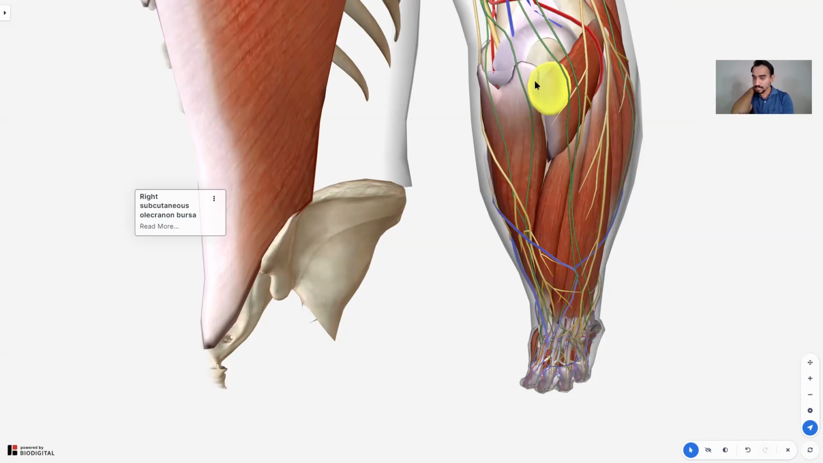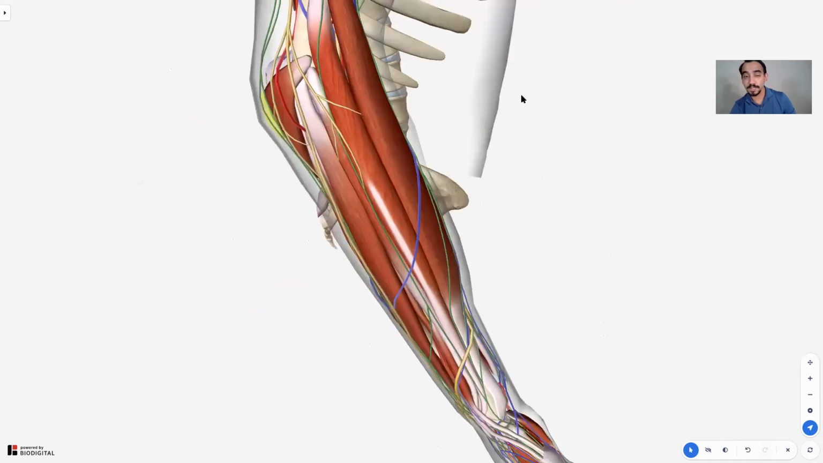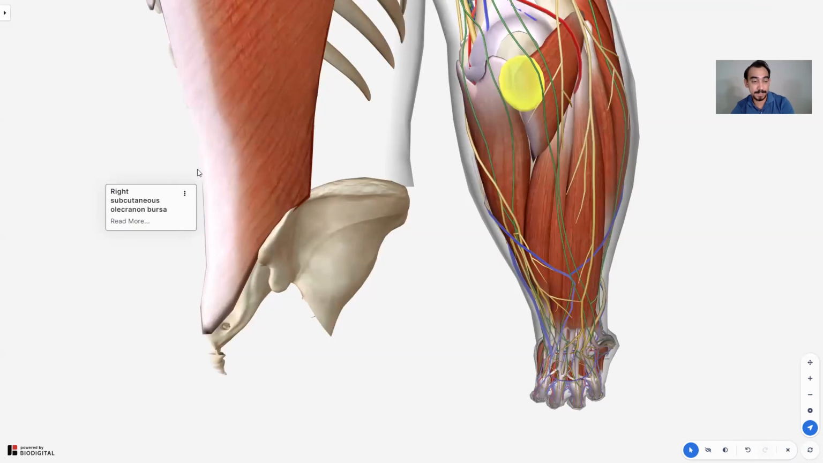Bursa is there to prevent rubbing of skin with that bone. There's no other muscle there. It's skin, olecranon, and in between that, there is this bursa present. Why is this bursa so important? Because you're prone to develop bursitis of this bursa. Okay, olecranon bursa gets inflamed, causing bursitis. So anything swollen here, that's the only option you have. Okay, olecranon bursitis, remember that.